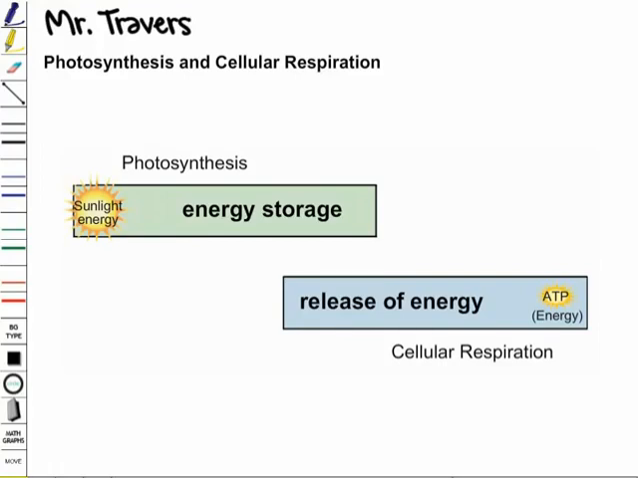Photosynthesis and cellular respiration are processes of energy storage and energy release that happen inside the cells of living things. In photosynthesis, energy from the sun is stored in plant cells. In cellular respiration, energy is released from storage. This energy is released in the form of ATP, a molecule which provides energy for life processes within the cells of all living organisms. Let's look at these two related processes in a little more detail.